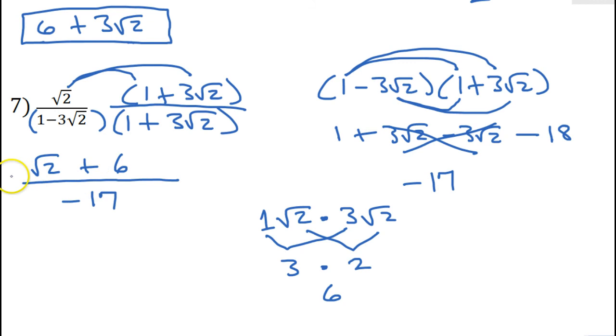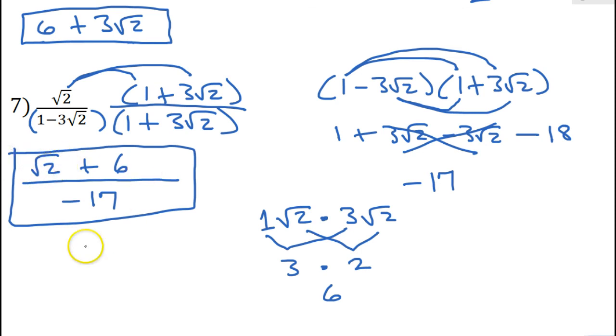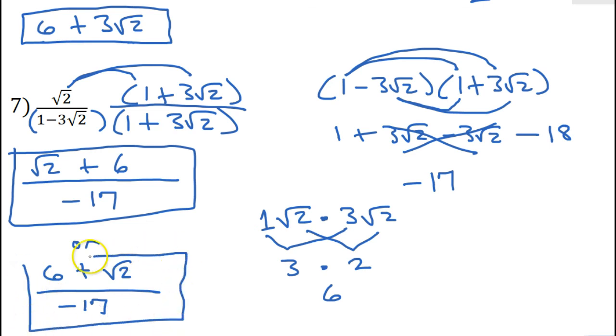Okay, there's nothing common to all 3. I mean, this is like a 1. So this is the final answer. Your teacher may want you to put the radical second, in which case you would have 6 plus radical 2 over negative 17. All right, so that is how you can simplify an expression that involves radicals by rationalizing the denominator.